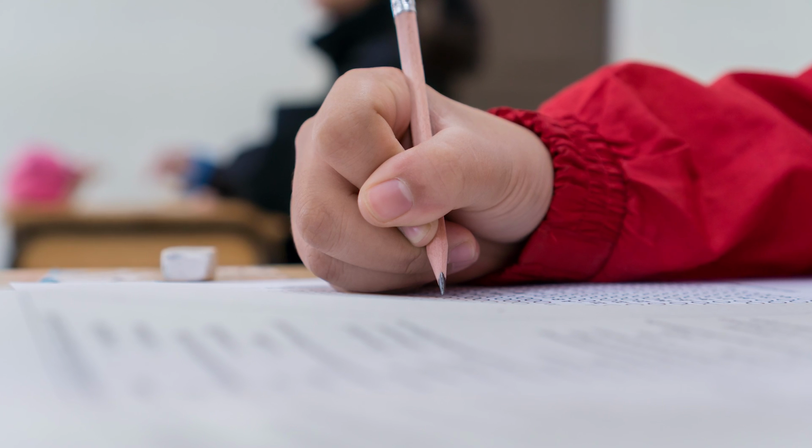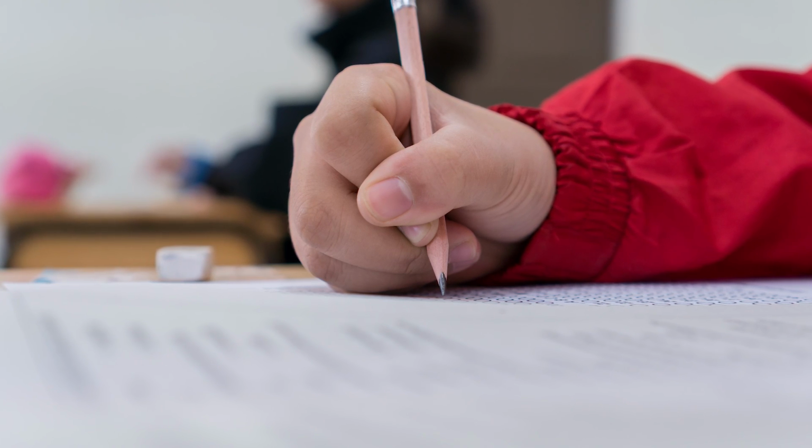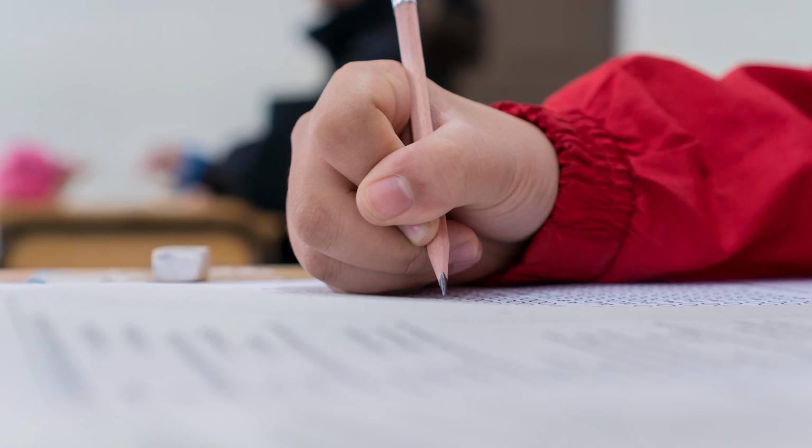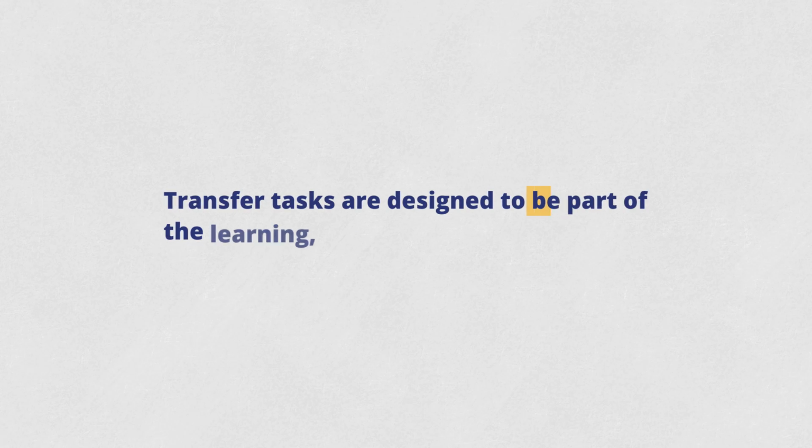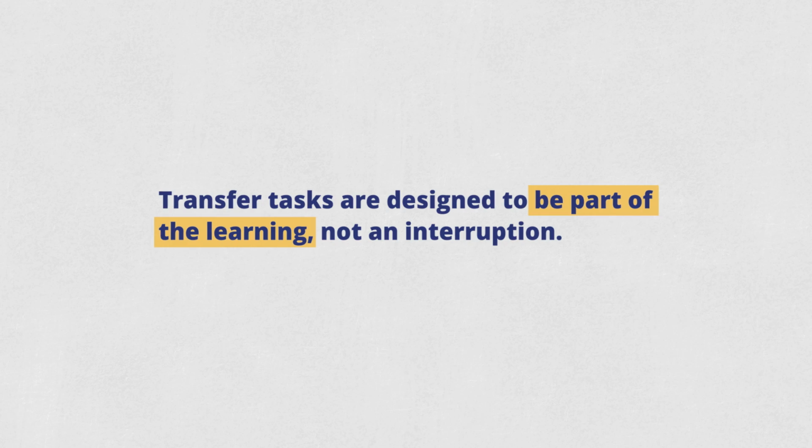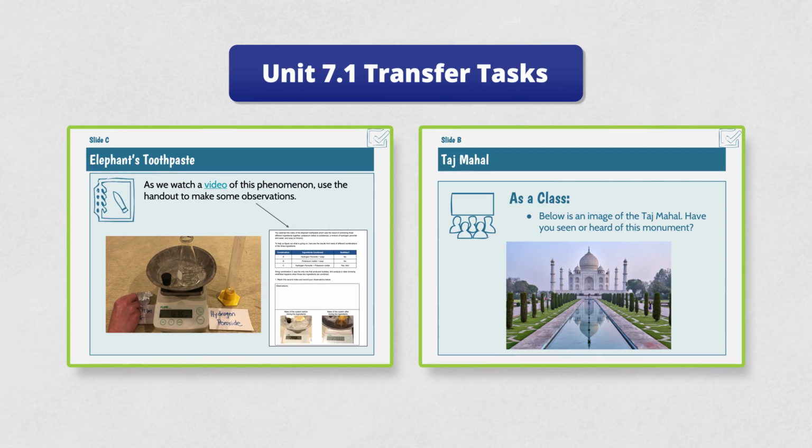Transfer tasks give students an opportunity to take their three-dimensional science learning and to apply that understanding flexibly to a new context. Traditional assessments often feel like a pause in the learning. They are a moment to stop, test, and move on. But transfer tasks are designed to be part of the learning, not an interruption. Most OpenSciEd units include one in the middle and another one at the end.